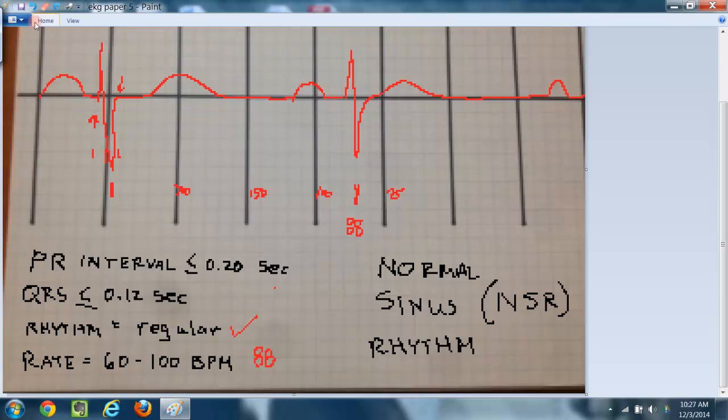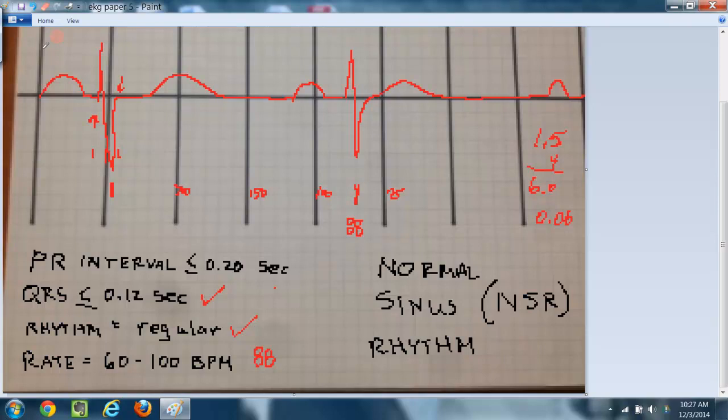So we've got about 1.5 little boxes. Each one is worth 0.04, which is 6. Well, it's really 0.06, which is less than 0.12.